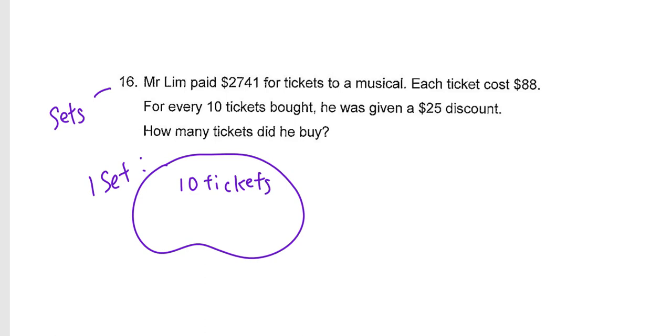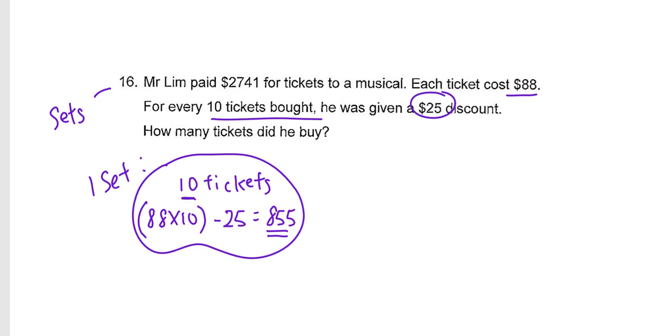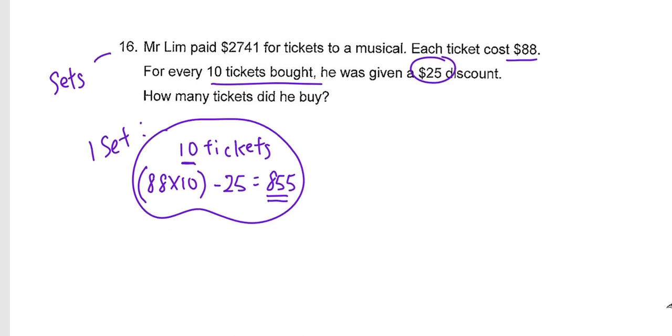And how much are the 10 tickets? It's supposed to be $88 per ticket. But for every 10 tickets bought, there's a $25 discount. So if you pay $880, you get a discount of $25 for each set that you buy. So this gives me, with the calculator, 855. So one set actually just costs 855, and one set has 10 tickets. Now these are pictures to help. Now you paid a total of 2741. So let's find out roughly how many sets this person can buy, because I know one set costs 855, and the person spent a total of 2741.